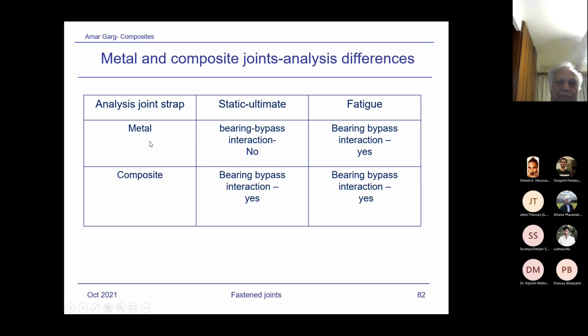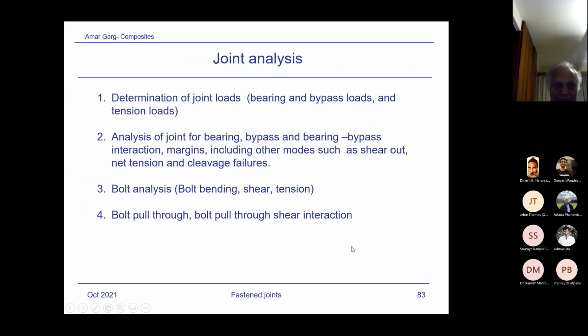So analysis joint is strap metal, static ultimate, bearing bypass interaction, no. And as I said, in static, you don't consider it for the metal joints. Or fatigue, yes. Composite, yes, yes. I already discussed that.